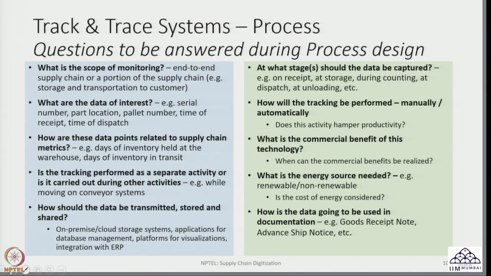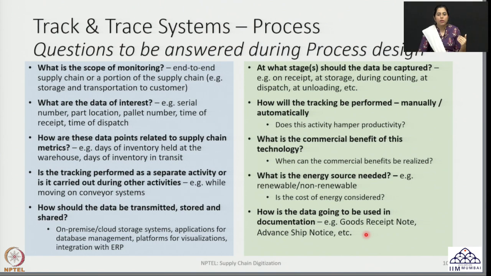And how is the data going to be captured, going to be used in documentation procedures? So once the goods have been received, a goods receipt note would be issued. Once it is going to be shipped, an advance ship notice would be issued, so on and so forth.